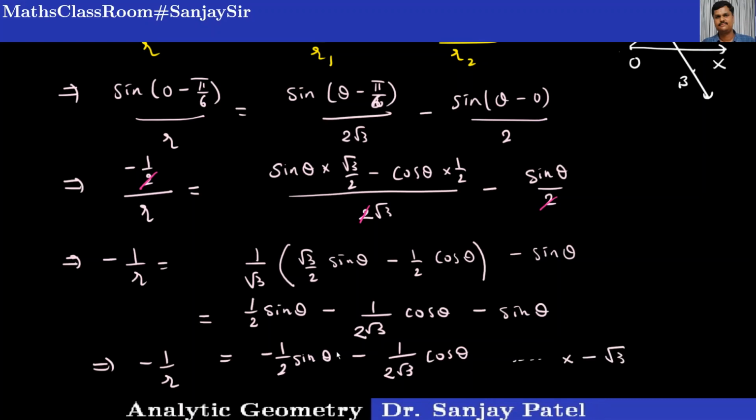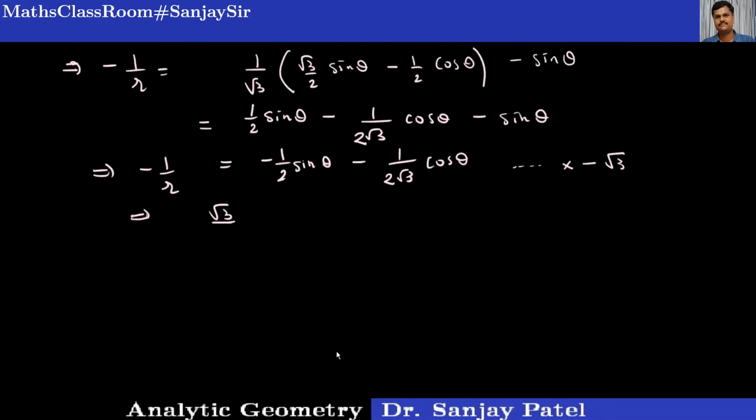So we'll get root 3 upon r is equal to root 3 by 2 sine theta plus 1 by 2 cos theta. On this right hand side, I can see the known trigonometric values in place of this root 3 by 2 and this 1 by 2.